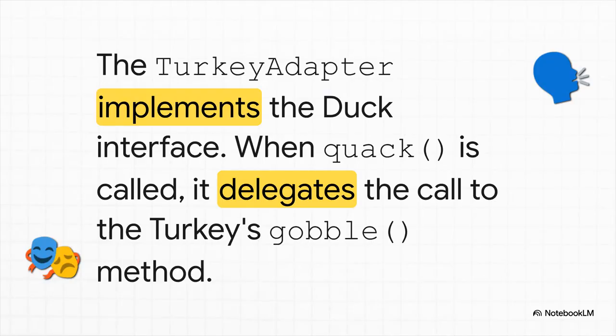This is where our adapter works its magic. We create a new class, a turkey adapter. Now this class pretends to be a duck. It implements the duck interface, so it has a quack method that our system can call. But, and this is the clever part, behind the scenes, when your system calls quack, the adapter just turns around and tells the turkey object inside to gobble. It's a perfect little translation layer.